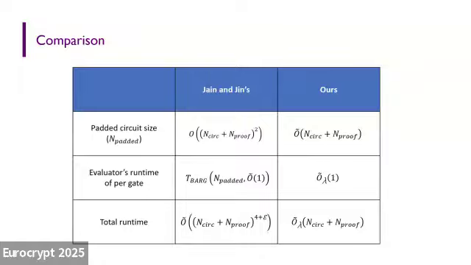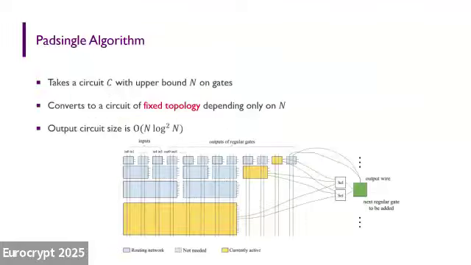Here, we compare Zhang and Jun's result and ours. You can see that even with the best known BUG construction, Zhang and Jun's approach still requires at least n to the 4 plus epsilon complexity, whereas ours is just cosilinear. Then we'll talk about how to achieve the promised improvement.